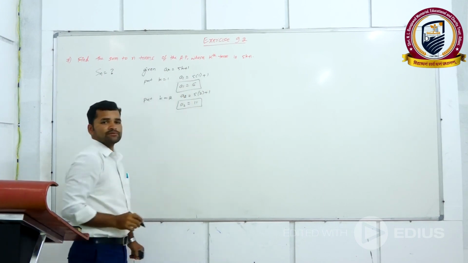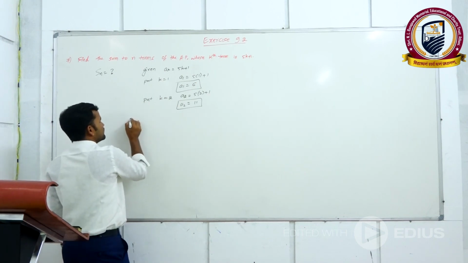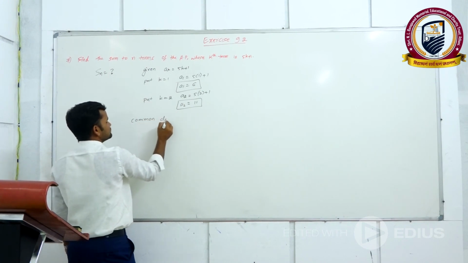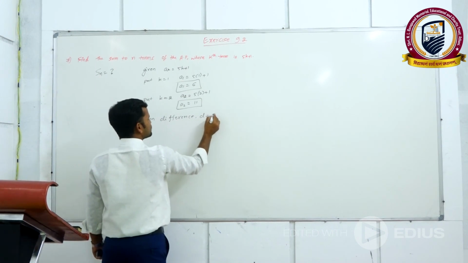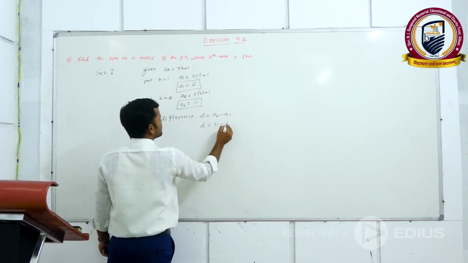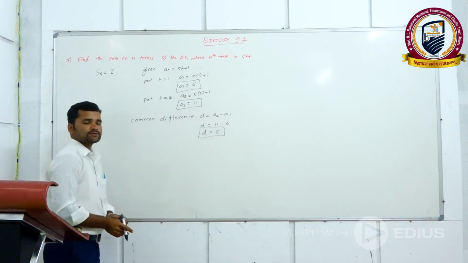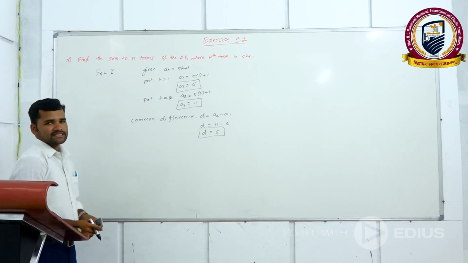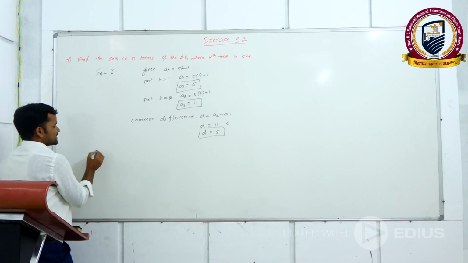a2 I know, a1 I know. Then can we find out the common difference? Very easy it is. Common difference d is equal to a2 minus a1. d is equal to 11 minus 6, nothing but 5. d is equal to 5. a1 is nothing but a here. Okay. Now to find out Sn.